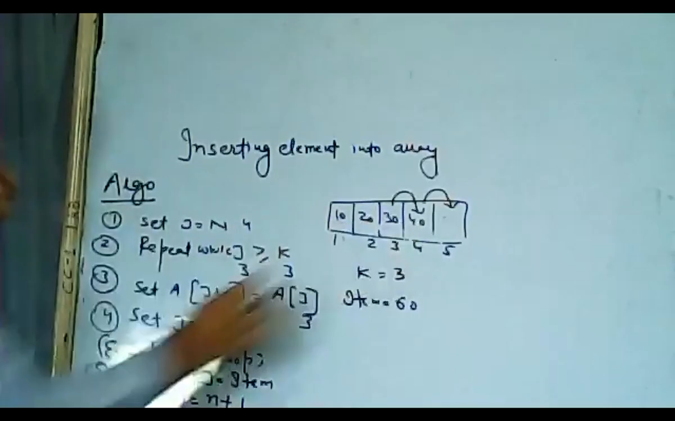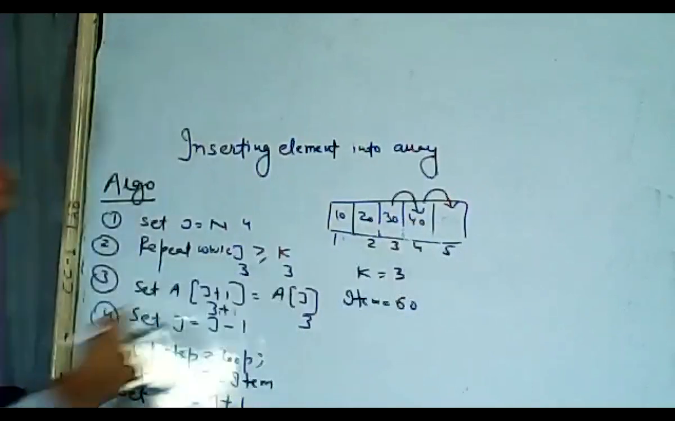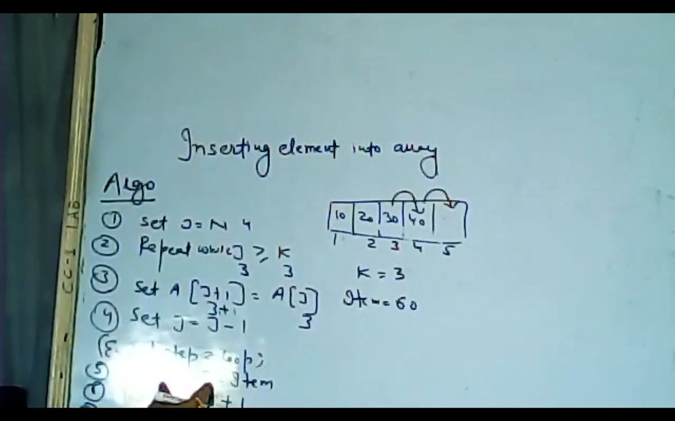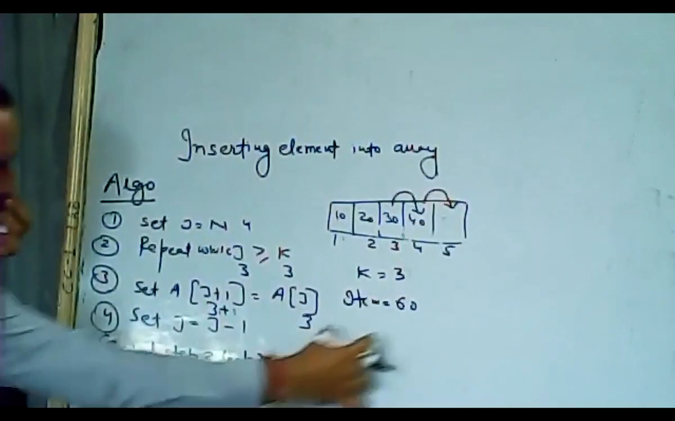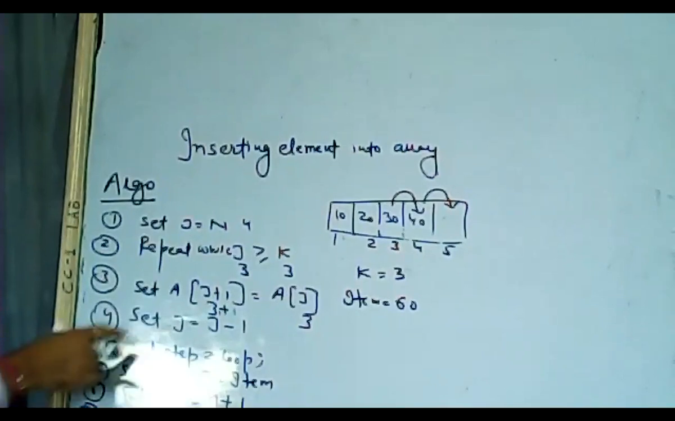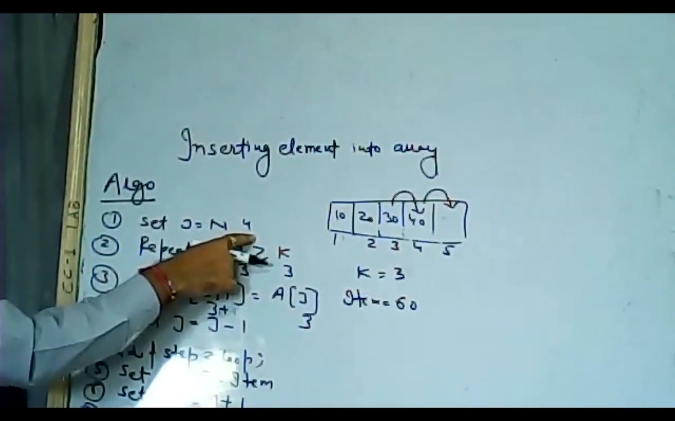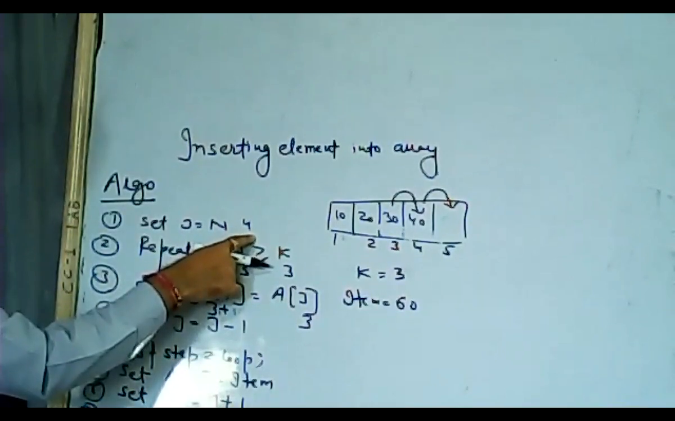Now the third location has become empty. The fourth is on fifth and the third is on fourth. Third is empty. So on the third position, I will insert item 60 after the loop. Before insertion, the number of elements was 4. After insertion it will be 5. So n is n plus 1. n increases by one.